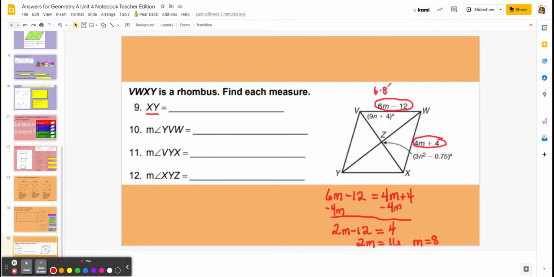6 times 8 minus 12. 6 times 8 is 48 minus 12. 36, I believe, if I did that correctly in my head. I can check that. I can put it into the next one here. 4 times 8 plus 4, just to check and make sure I get the same answer. 4 times 8 is 32, plus 4, 36. So xy must also be 36.